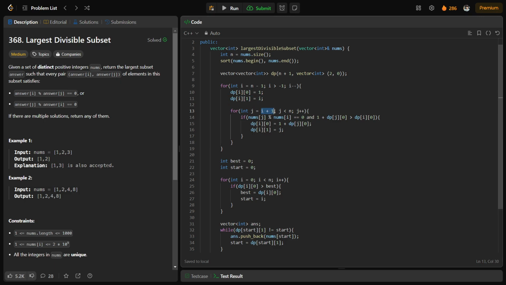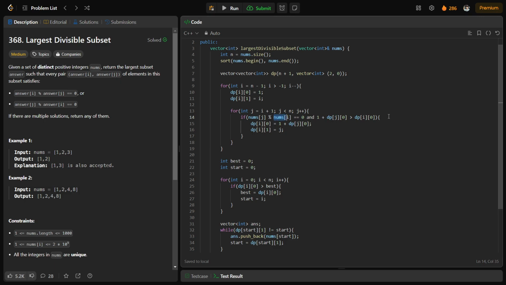Now I am traversing from i plus 1 to less than n inside the j loop. Now if nums of j is divisible by nums of i and the answer produced by it plus 1 is greater than my current answer. So basically I am trying to start my subarray or subset from j. So whenever I start from j, I know that nums of j is divisible by nums of i.